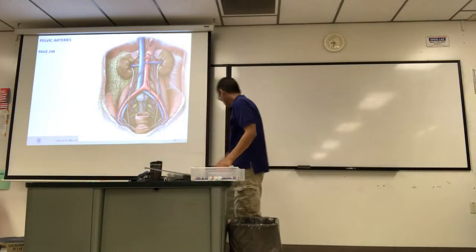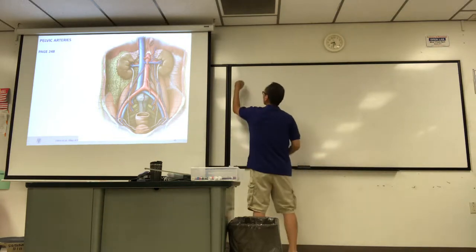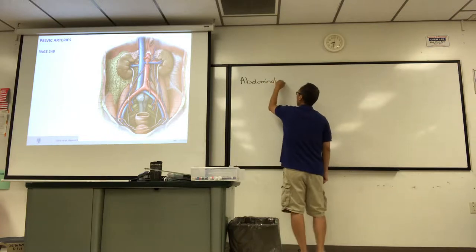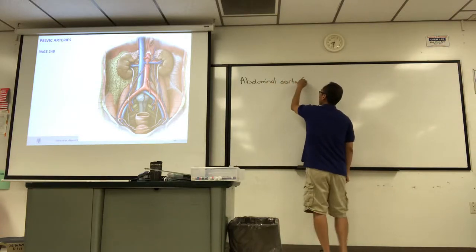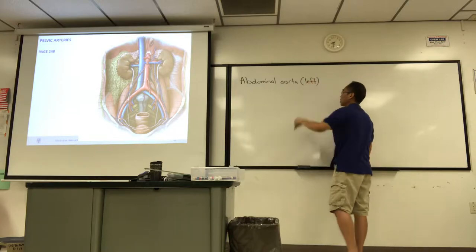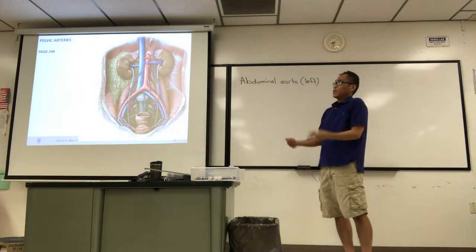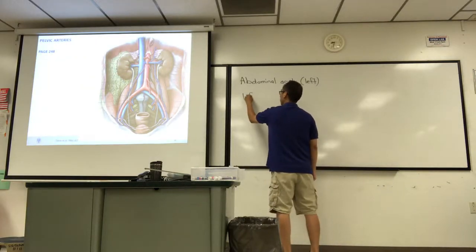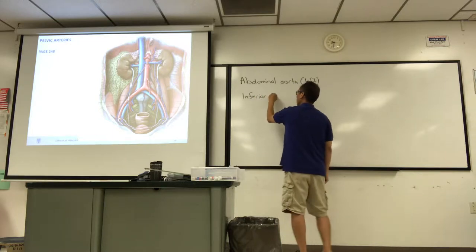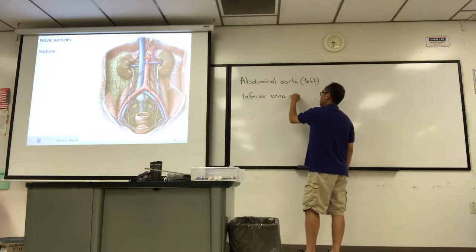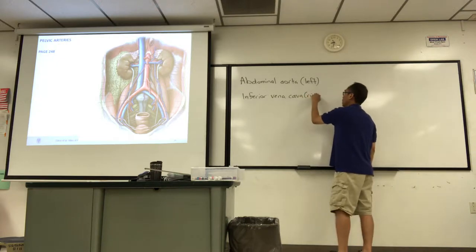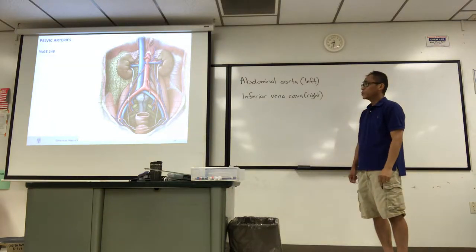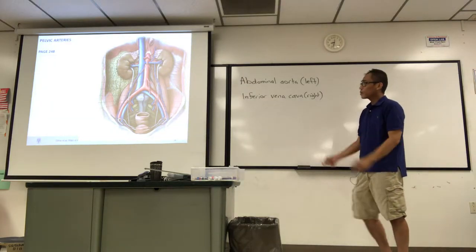Abdominal aorta. It's a little bit on the left. I mean, look at these two big tubes. Abdominal aorta, and inferior vena cava, a little bit on the right. Which one's longer, the red tube or the blue tube? The blue tube is longer.